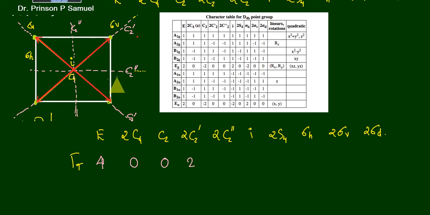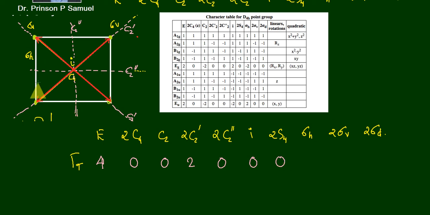But what about C2 double dash? C2 double dash does not contain any of the vectors. Therefore, all the vectors will change their position. So the total character is equal to 0. What about inversion? Inversion is a point. All the vectors are outside this point; the inversion center does not contain any of the vectors. Therefore, the total character is 0. What about S4? The S4 axis coincides with the C4 axis itself, and that's a 90-degree rotation. Therefore, all the vectors will change their position, and the total character is 0.